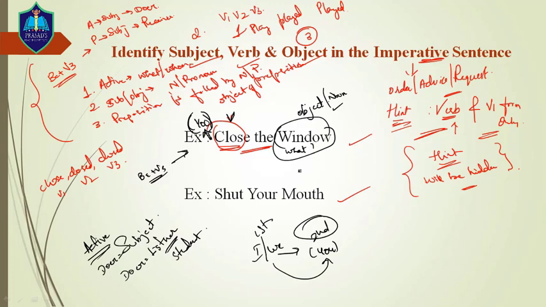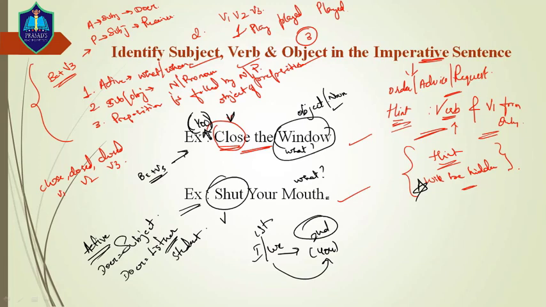So subject, as I gave a hint over here, it will be there but it will be hidden. Another example I'm taking over here. Shut your mouth. So shut is a verb and this is active because it is not in the B plus V3 form. Because it is active, I will check whether I can make a what or whom form. Shut what? Shut your mouth. So I can replace with the what, right?